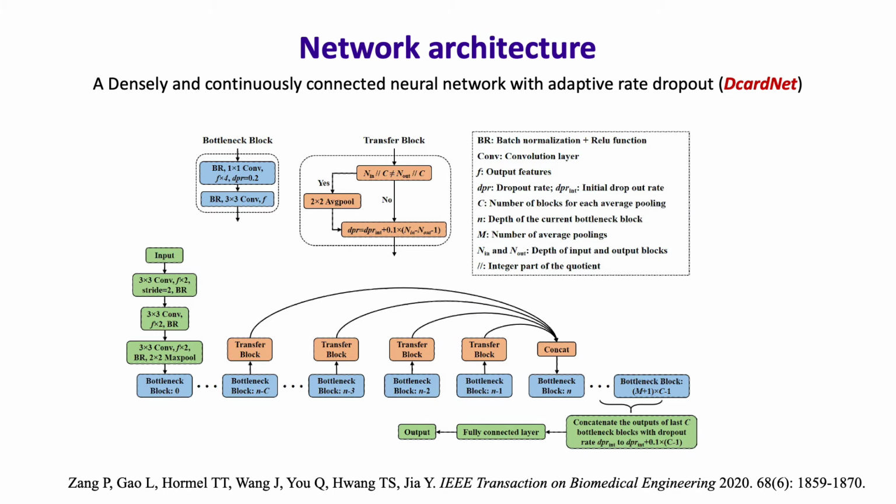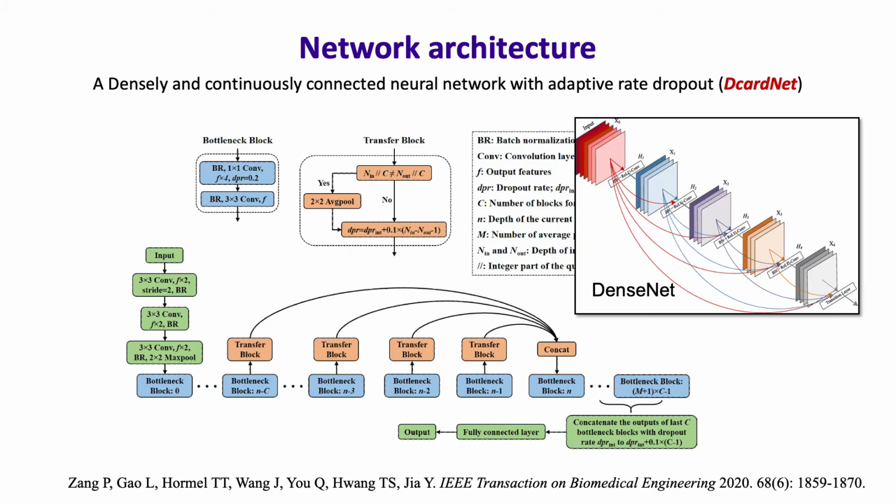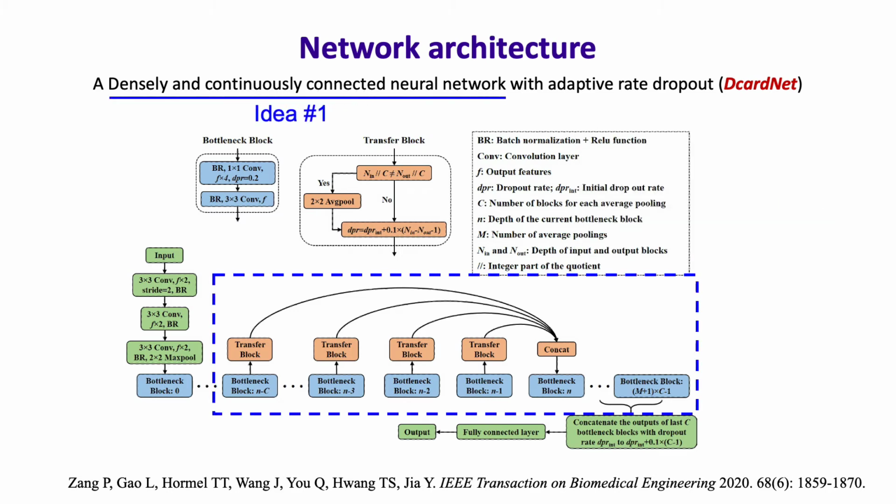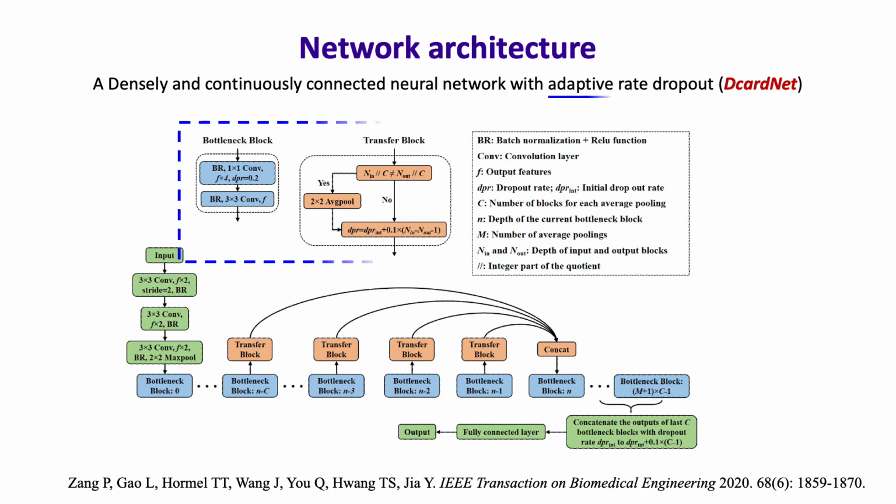The first idea is we borrowed the dense connection concept from DenseNet. In DenseNet, the dense connection was only used within each dense block. In our network, the dense connection was continuously used in the whole network to further improve the information flow. This is very important for improved convergence. The second idea is we applied a dropout rate in bottleneck block and an adaptive dropout rate in transfer block to reduce overfitting.